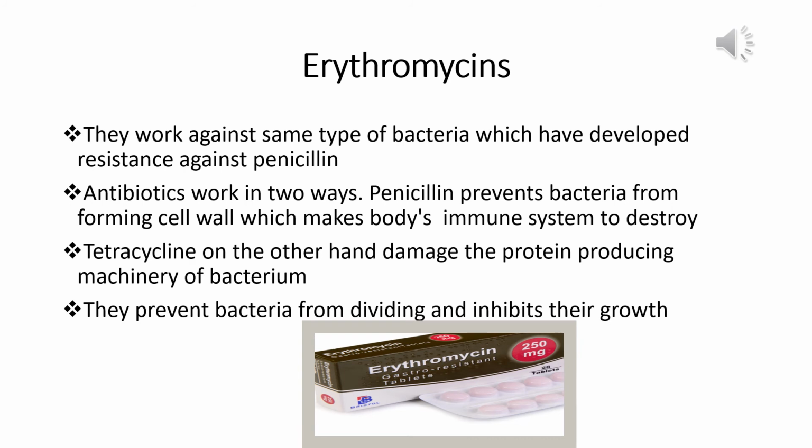So the last antibiotic we will discuss is erythromycin. Erythromycins work against the same type of bacteria, students, which have developed resistance against penicillin. Antibiotics actually work in two ways. Penicillin prevents the bacteria from forming a cell wall, which makes the body immune system destroy it. Immune system is a system which protects a body or a living organism from different diseases.